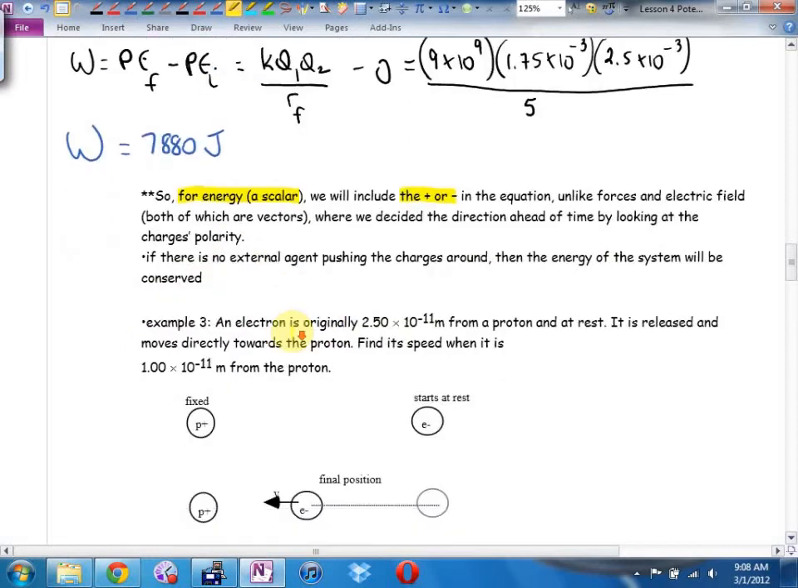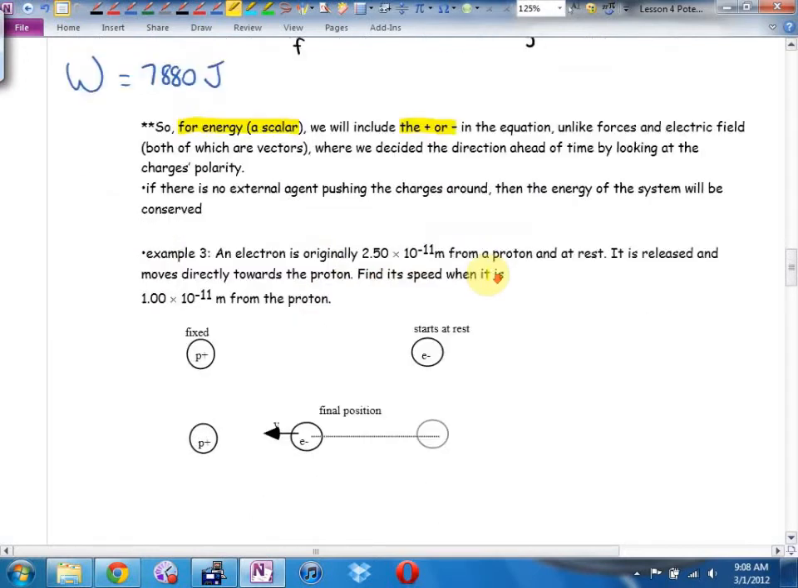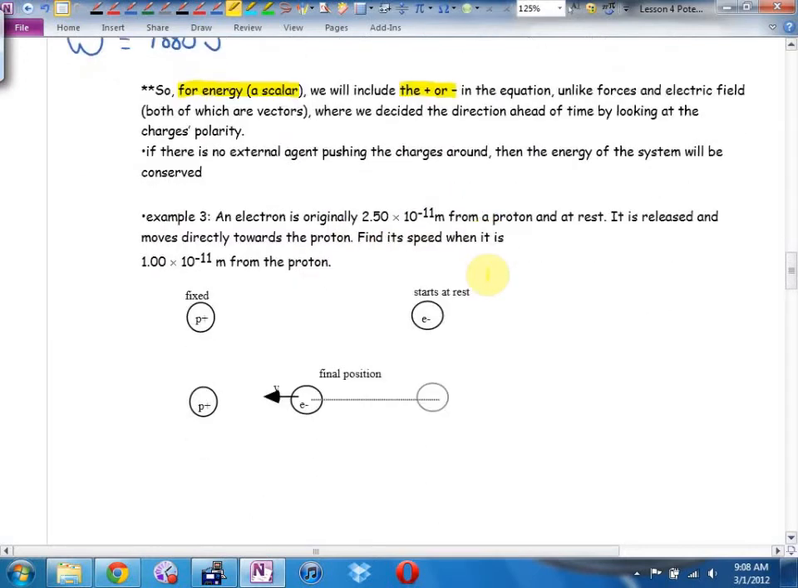Also, if there's no external agent pushing the charges around, if there's no invisible angels, then the energy of the system will be conserved. Hey, that means we can use conservation of energy. For example, an electron is originally this far from a proton, not out at infinity, so it has some energy. And it's at rest. You know what? Let's underline at rest.